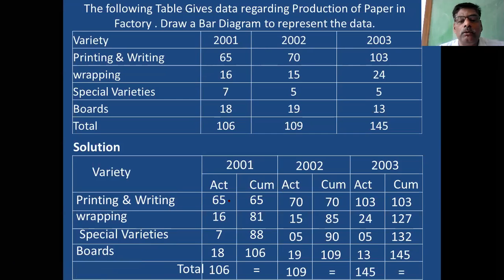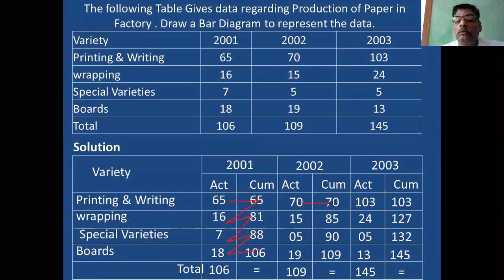You take 65 to the next column. 65 plus 16 is equal to 81. 81 plus 7 is equal to 88. 88 plus 18 is equal to 106. Okay, like this you have to calculate cumulative.